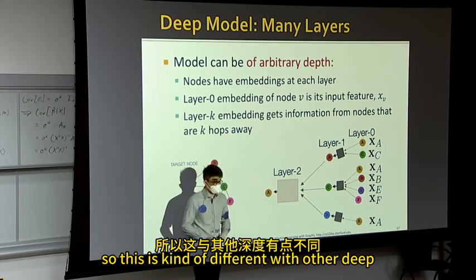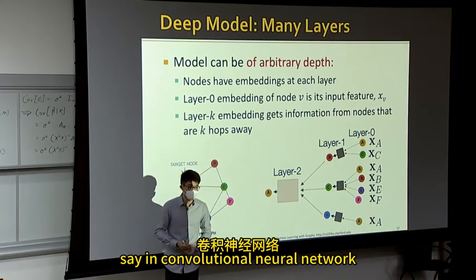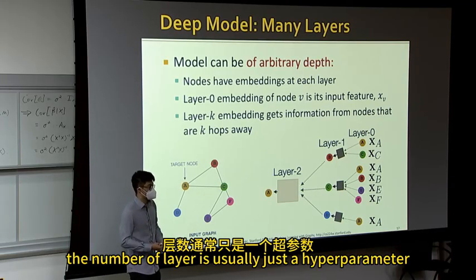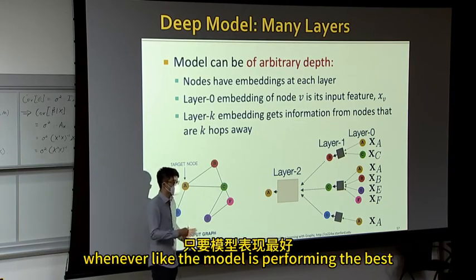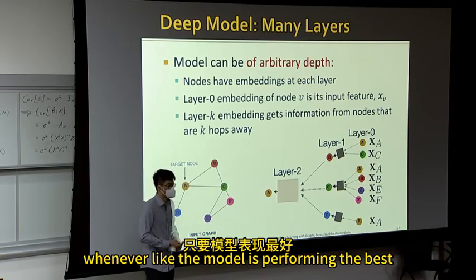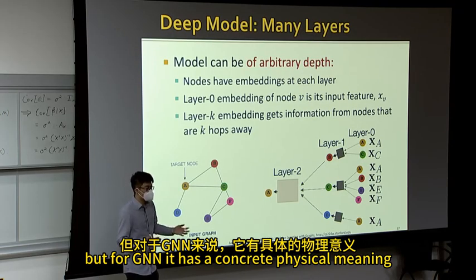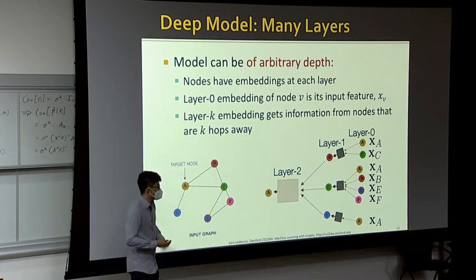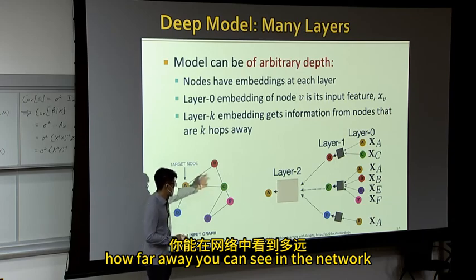This is different from other deep learning architectures. Say in a convolutional neural network, the number of layers is usually just a hyperparameter, right? You can pick whatever makes the model perform best. But for GNN, it has a concrete physical meaning. The number of GNN layers tells us how far away you can see in the network.